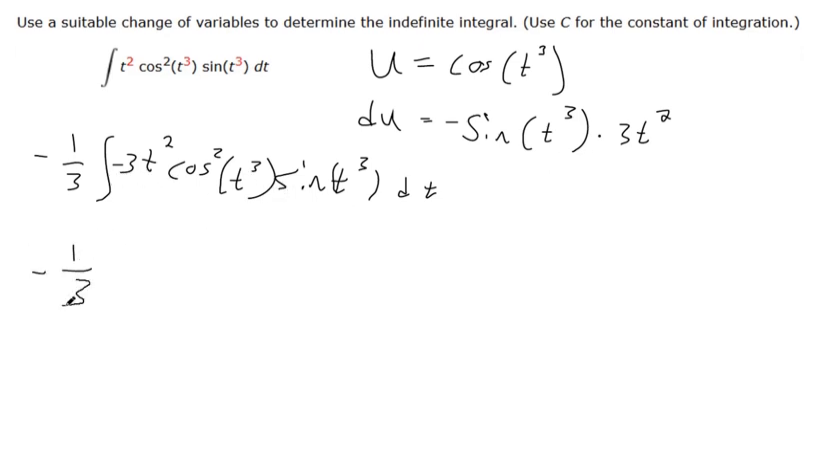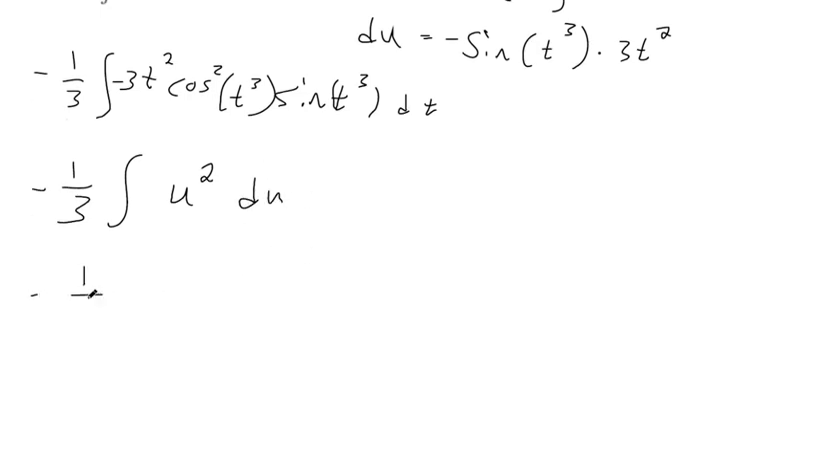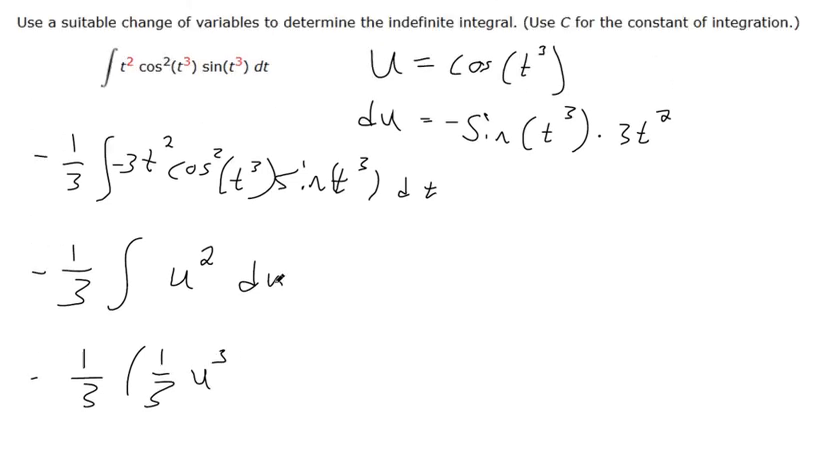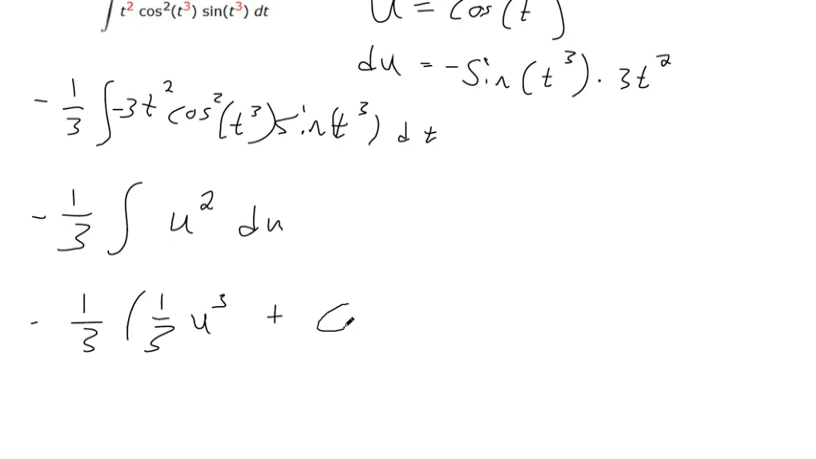This is negative 1/3 times the integral of u squared, because it's cosine, which is our u. So it's cosine squared, and then we have our du. When we find that antiderivative, the power goes up by 1. Then we have to multiply it by the reciprocal. Then plus some constant c.